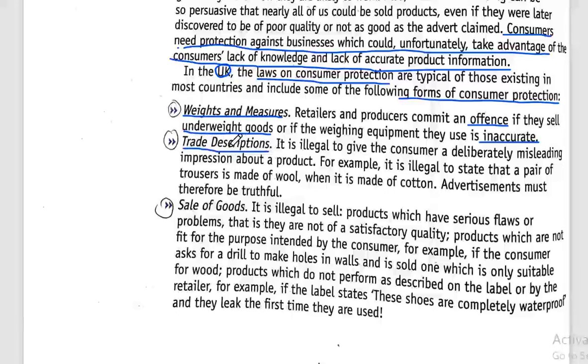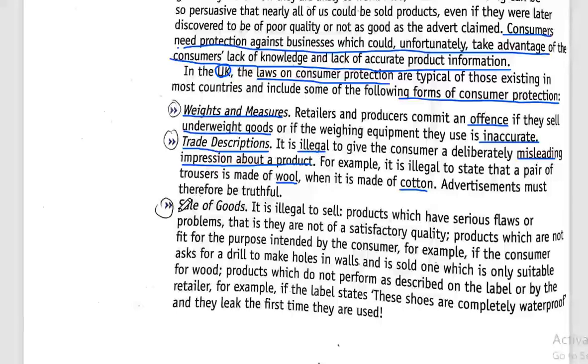Trade description: it is illegal to give the consumer a deliberately misleading impression about the product. For example, it is illegal to state that a pair of trousers is made of wool while it's made of cotton. Advertisements must therefore be truthful. The product must be described perfectly, without giving a misleading impression. If it's made of plastic, the business must describe it as plastic, not glass or something like this.